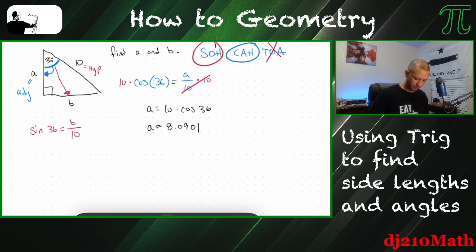Solving for B, we're going to multiply both sides by 10 to isolate the B. The 10s cancel, and so we get B is equal to 10 sine 36. All right, going to our calculator, 10 sine 36 is approximately, if we truncate to 4 decimal places, 5.8778.